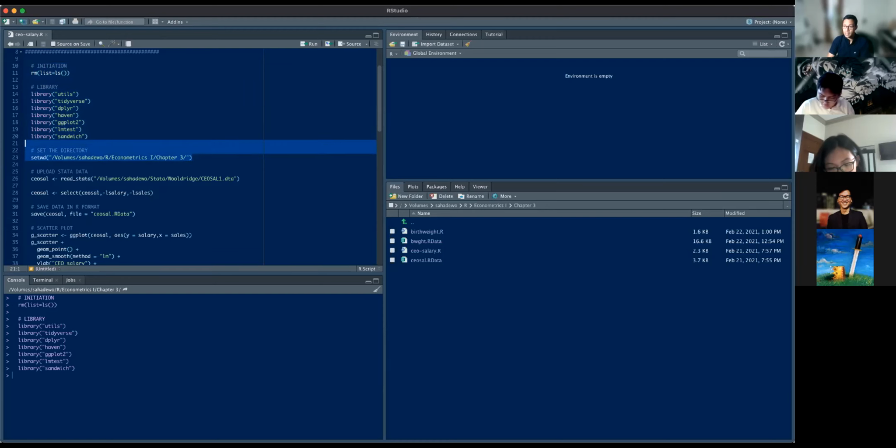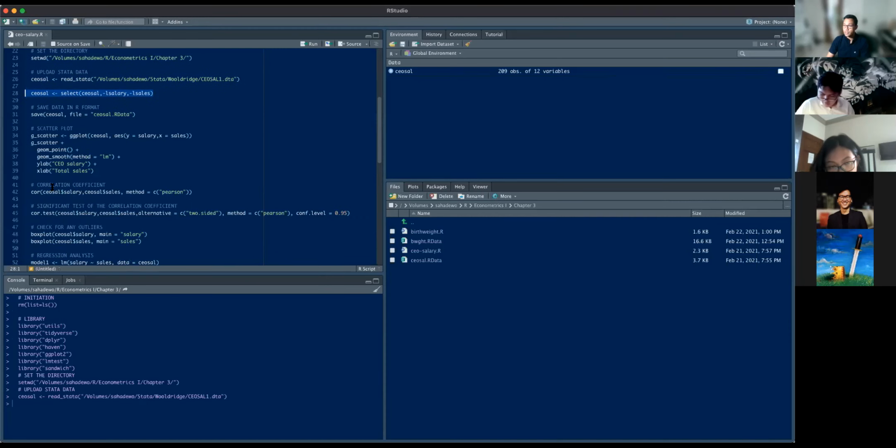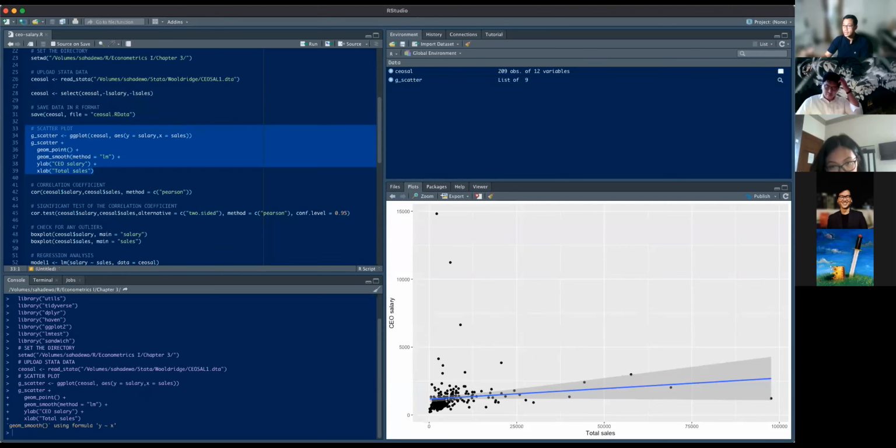And then I'm going to set the working directory here. I'm also going to upload the Stata data, okay? Given the Stata data, I can do several analyses. For example, I can do a scatter plot. The scatter plot is going to provide me with an illustration of the relationship between sales and CEO salary.